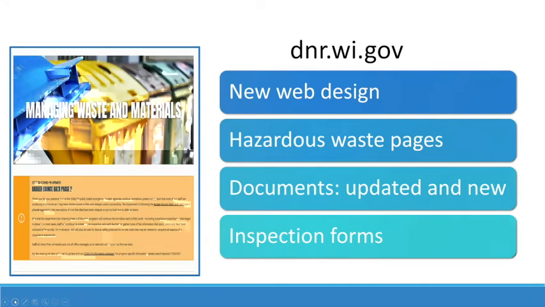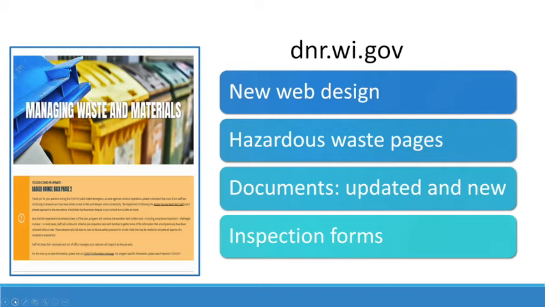The only thing you need to know to get to our website is dnr.wi.gov. That will get you to the website. You don't need any www or HTTP. You just put that in your browser and it will get you there. What they did with the new web design is they created these tiles with pictures on them, so it kind of gave you a sense of what you were looking for.